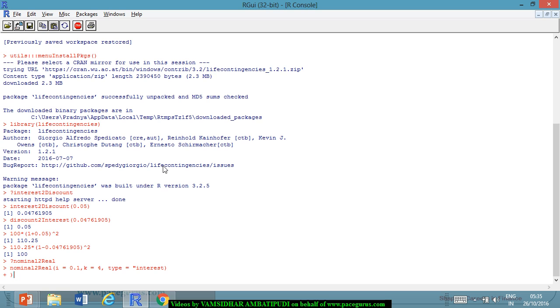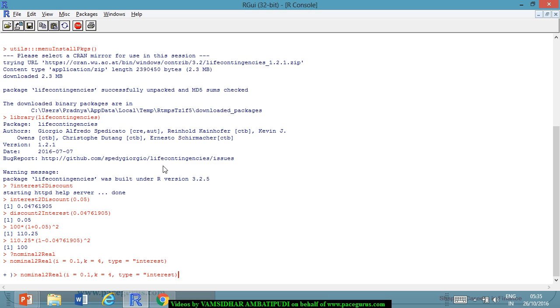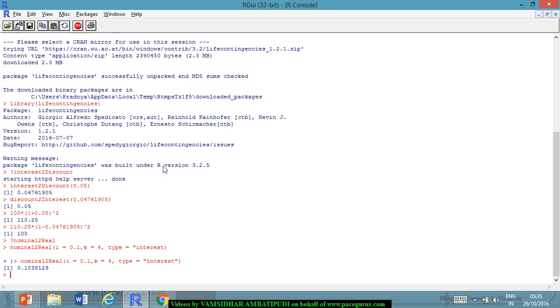Oh, let me redo it. I did not close the quotes. Yeah. So it becomes the same 10%. If I'm talking about a quarterly compounding, it is going to become 10.38%. Right? So that is the quarterly compounding part.